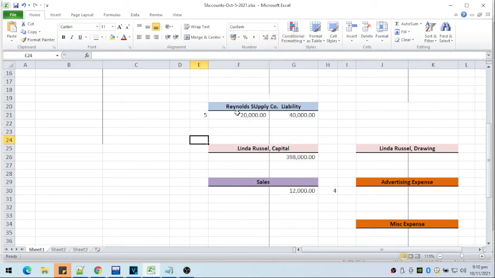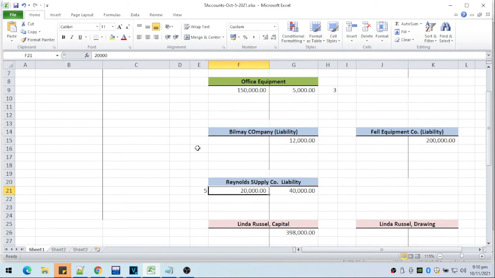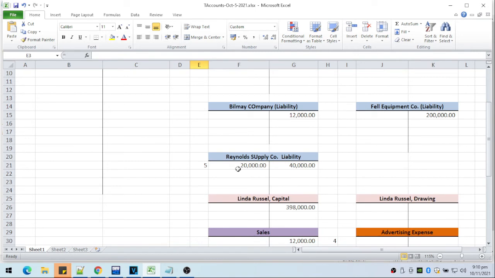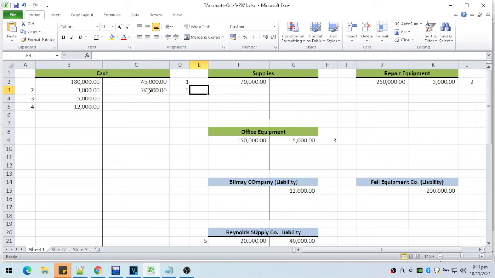Okay, transaction number 5, 20,000. And that will decrease our cash by 20,000. So again, it will decrease our liability, 20,000, because we paid cash for our liability, and it will decrease our cash. So we have to credit cash amounting to 20,000.